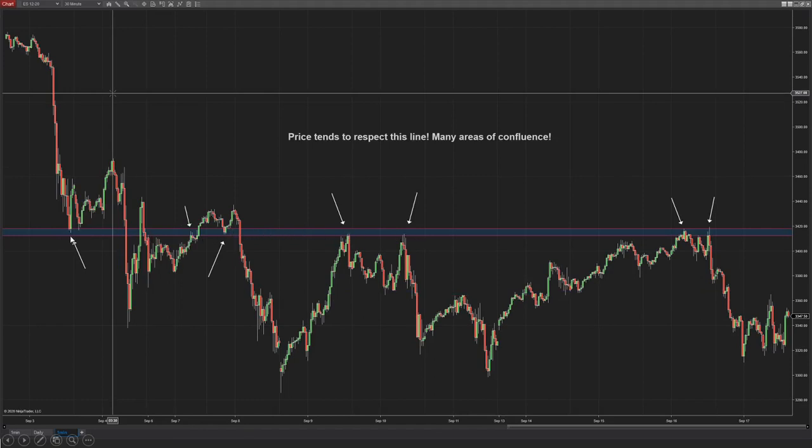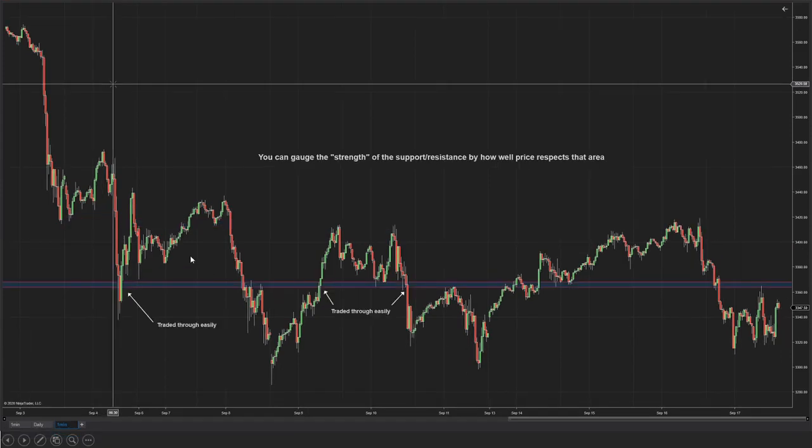You have some very clear breaks and bounces off of this level, whereas this line, yeah, you could consider it a support and resistance zone, because you do have some areas like here where it was getting a reaction, but you also have right here where it just traded right through it. Same thing.